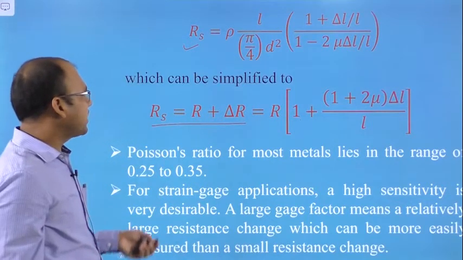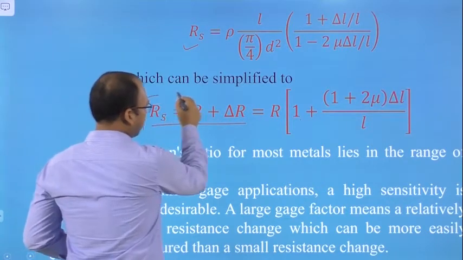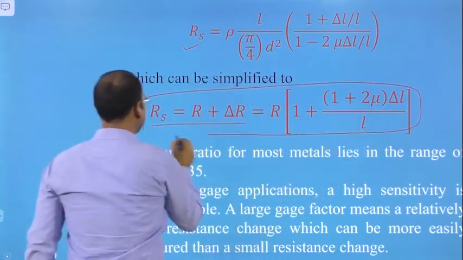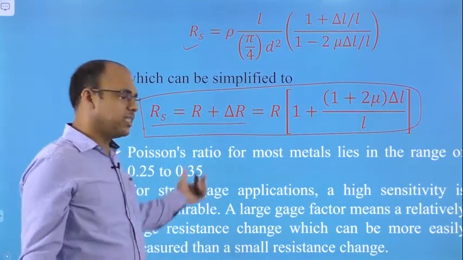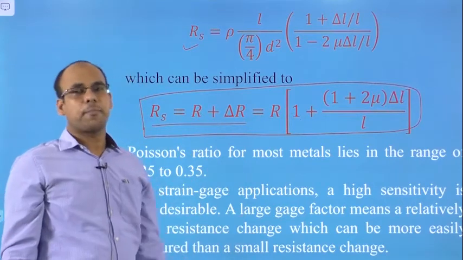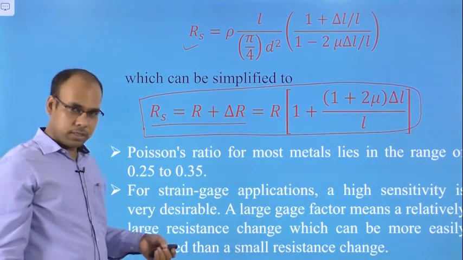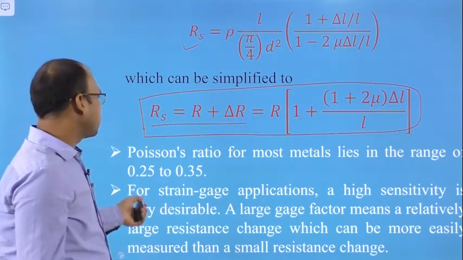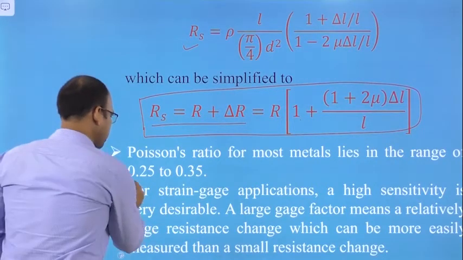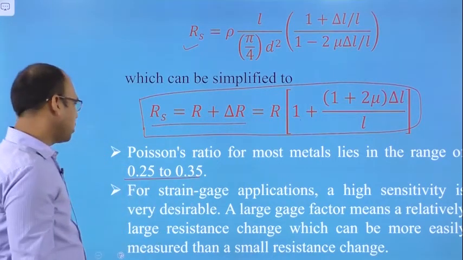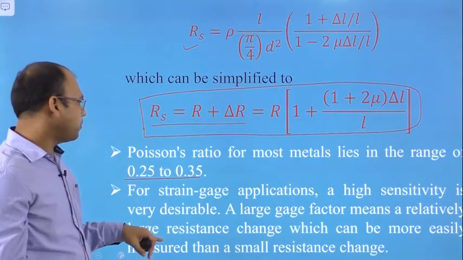So from here we can see how we are going to change this value. If we are changing the length or changing the diameter or the area of the cross section, we can also change the resistance. This principle is applied to measure the strain or stress of the force and pressure measurement, right? Whenever I am talking about the Poisson ratio, for most of the metals it lies between 0.25 to 0.35.